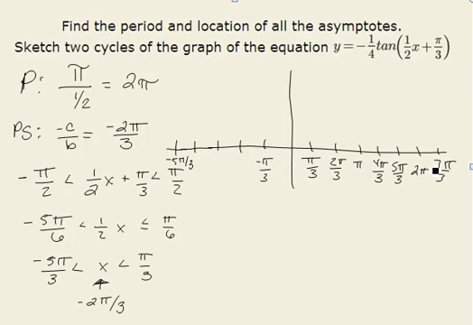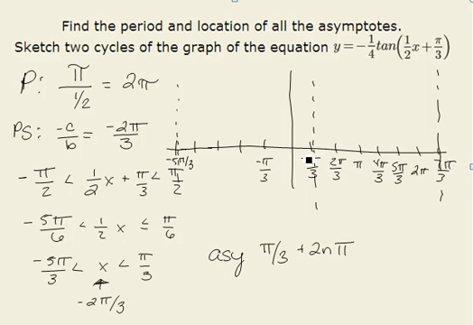We are now ready to sketch our graph of tangent. We will know that we have these vertical asymptotes at the start and stop of our interval. Let me erase that one because it should be at pi over 3, not negative pi over 3. We can see that we have these vertical asymptotes at pi over 3 plus every 2 pi units.